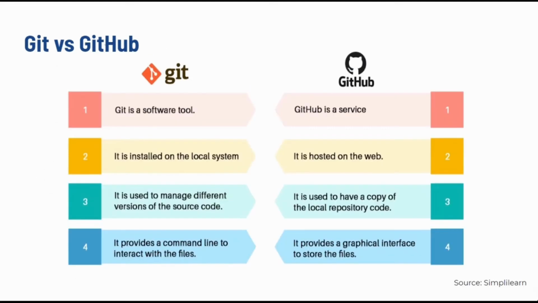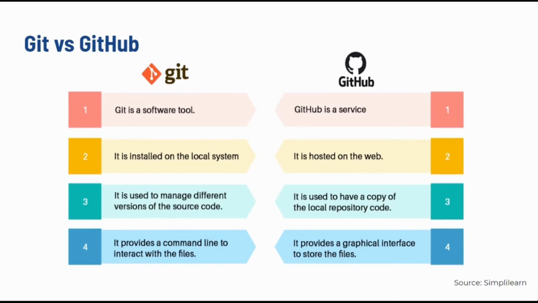Let's talk about Git versus GitHub. Git is a software tool, whereas GitHub is a service. You install Git software locally on your computer system, whereas GitHub, being a service, is hosted on a web platform. Git is software that is used to actually manage different versions of the source code, whereas GitHub is used to have a copy of the local repository stored on the website where it is hosted.